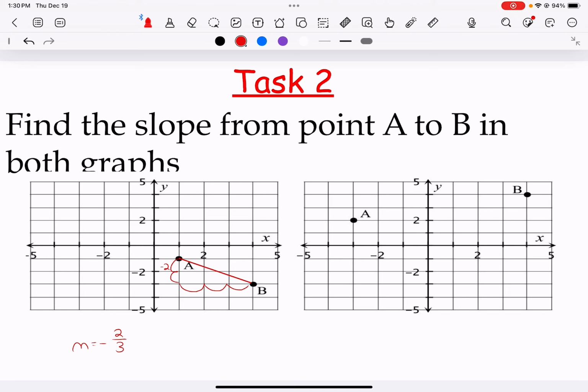For the second one, I notice to go from A to B from left to right, I'm increasing. So I know my slope is going to be positive. Moving from left to right, to get from A to B, I have to go up 2. That's going to be my rise. And then my run is 1, 2, 3, 4, 5, 6, 7. So my slope would be 2 over 7.